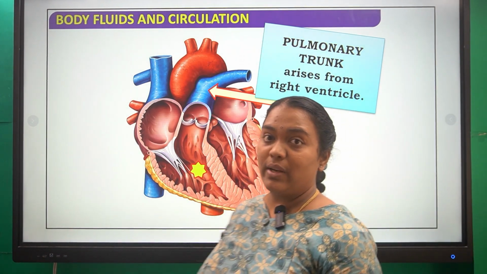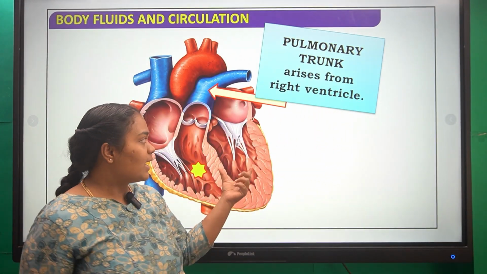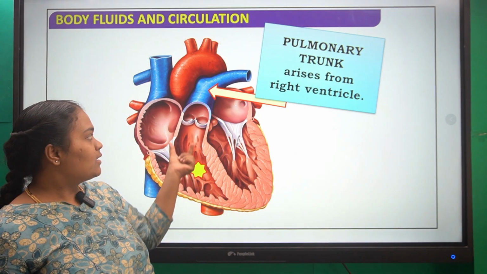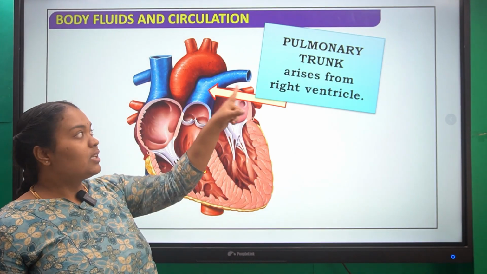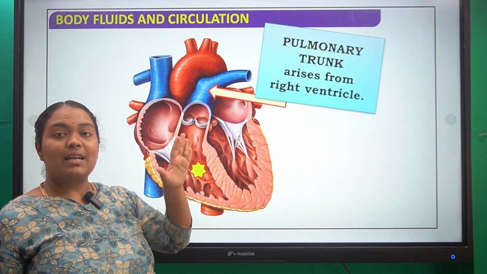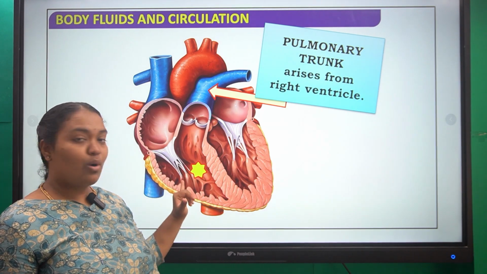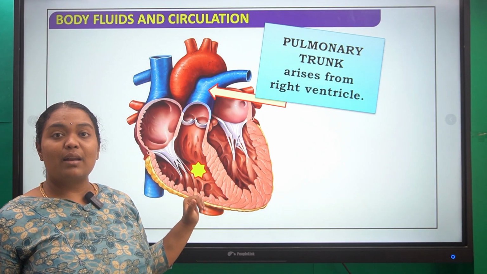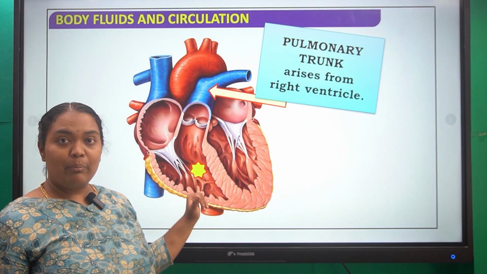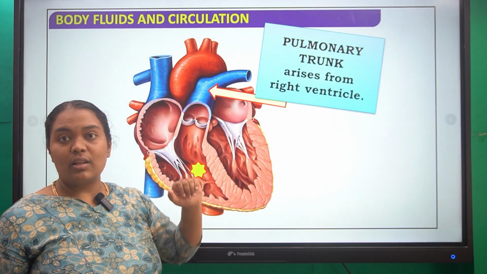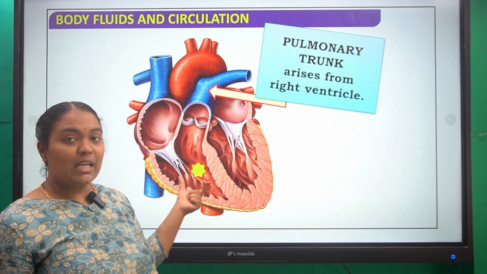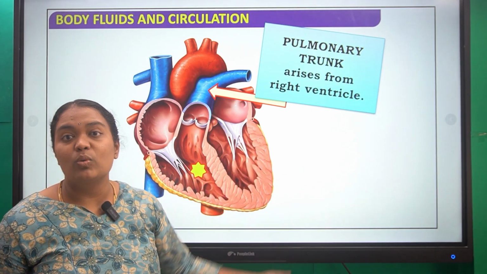You can also see the pulmonary trunk arising from the right ventricle. Here is the right ventricle, and you can see it opening out. Pulmonary means something related to the lungs, and you know the ventricles pump the blood. So this right ventricle is pumping the blood to the lungs.